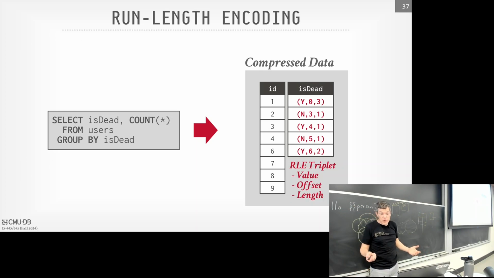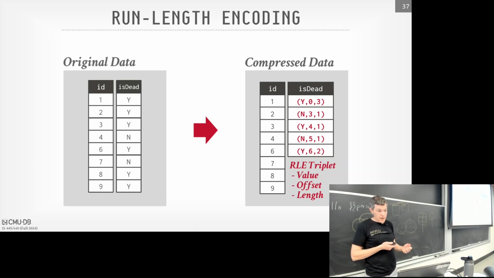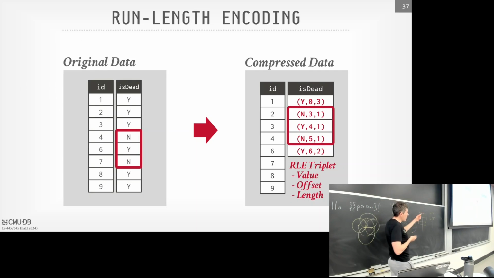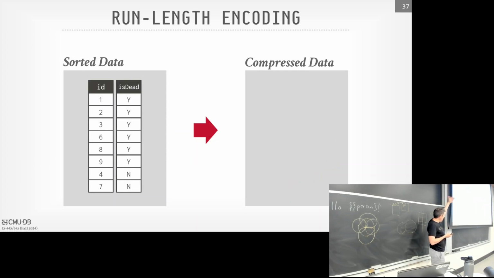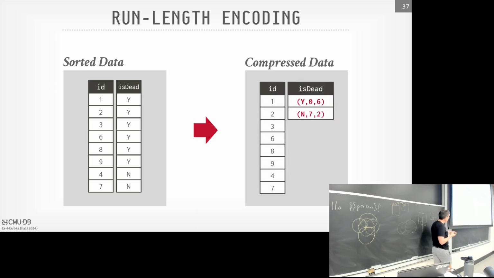I can get better compression, though, if I sort it. Because that'll avoid these issues where it flips back from not dead, dead, not dead. If I sort them, then all the dead people go first, followed by the non-dead people. And then now my compressed data only has 2 entries, 2 triplets, of just the dead people and the not dead people, and then the number of times they each appear.